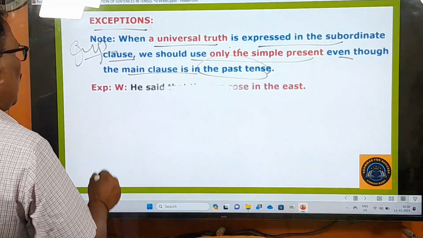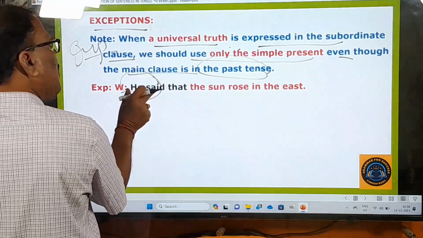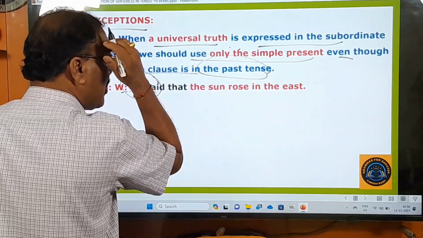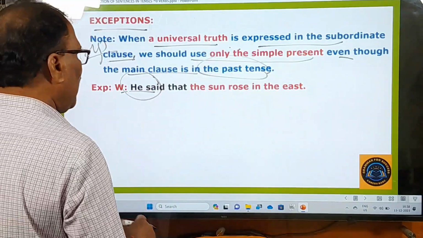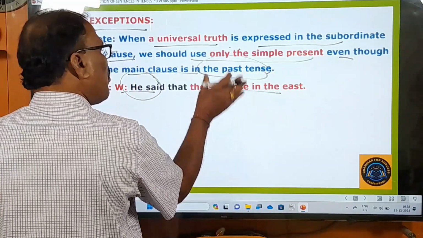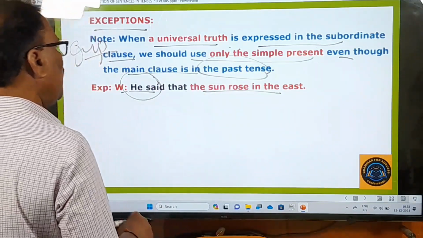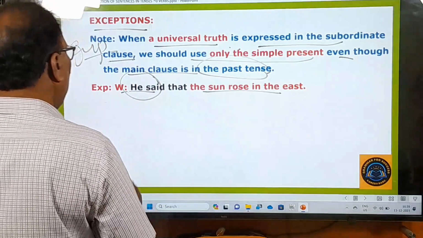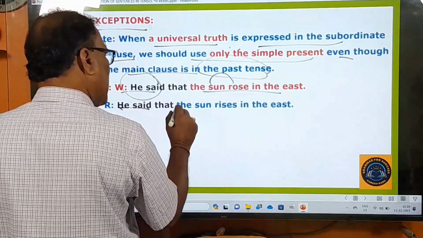And what is that? He said, simple past tense. As per the rule, when the main clause is in the past tense, the ensuing sentence, the other part of the sentence, must also be in the relevant past tense. But here, whenever there is an expressed universal truth, you need not keep that sentence in the past tense, and you should keep it in the simple present tense only. That is the point you have to understand. So here, he said the sun rose, past tense is given. No, you should not say that. He said that the sun rises.